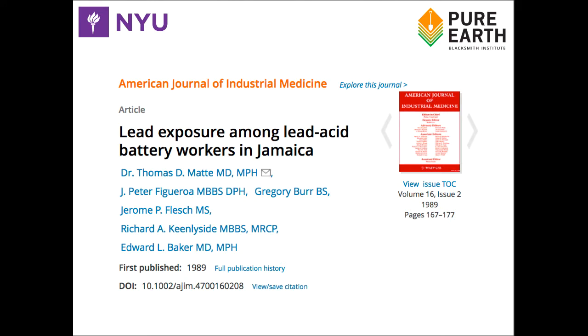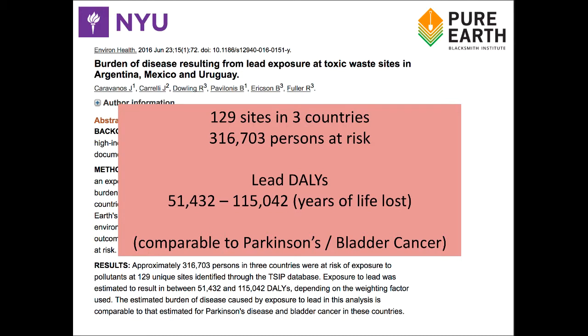But the history of other sources of lead probably started with Tom Mattei studying lead-acid battery workers in Jamaica who were breaking batteries. This is a very well-known study, and we have continued that work. This is 129 sites in 3 countries where we quantified the lead risk from toxic waste sites. And most of these waste sites are legacy battery breaking sites where they're breaking batteries and then melting the terminals and smelting the oxide.